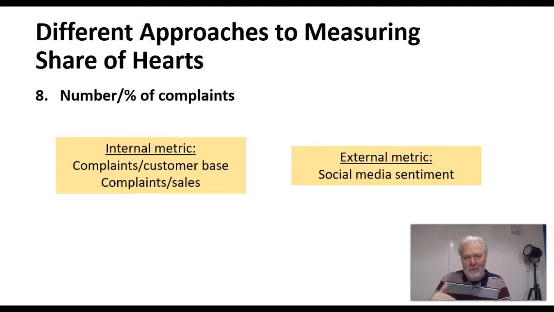Obviously, we trend that over time, and the smaller the better in terms of complaints. If we don't have that capacity, we can take it external and do some sort of social media sentiment scoring, and there are various software packages that allow us to do that. So we see how we're trending in terms of positive, negative, and neutral sentiment in social media comments and posts.